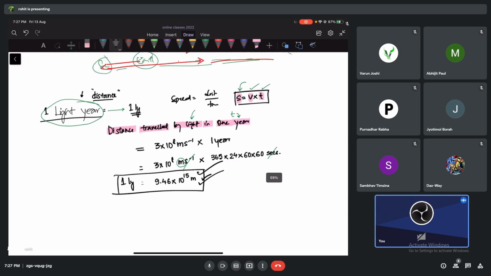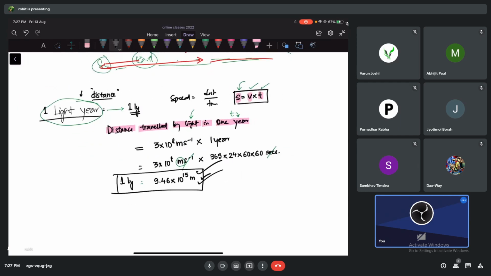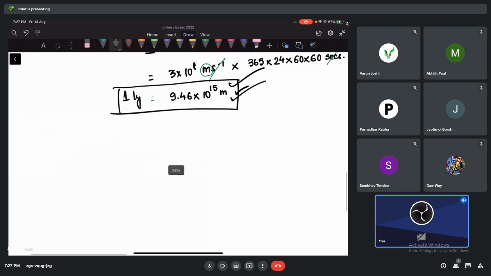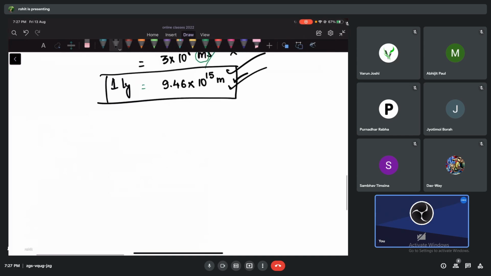Then after this, I told you there is a much bigger unit also. Much bigger also we need. So for that we have a name, we call it 1 parsec. That is another unit of distance. So I'm going to explain to you now what is the definition of 1 parsec.